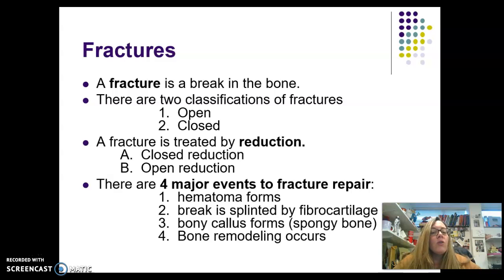When a fracture or break, again, those are synonyms, occurs, there are four things that happen. And you need to pay attention to this because you probably will have to put them in the order that they occur. Hint, hint, wink, wink.